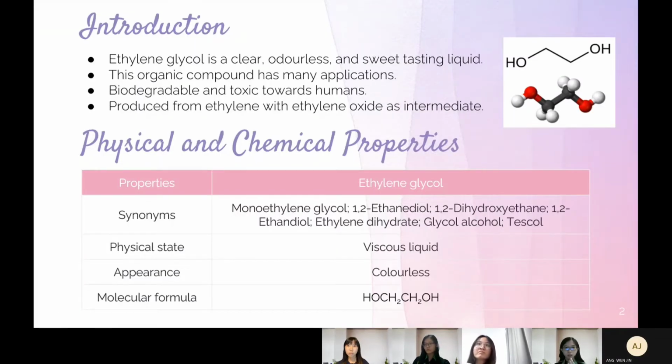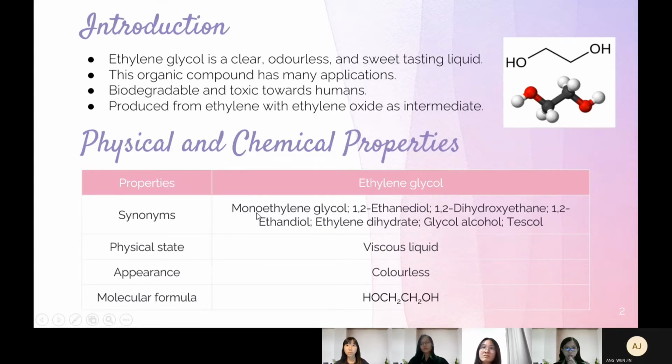Ethylene glycol is a clear, odorless, and sweet-tasting liquid. Its chemical structure is shown on the right. This organic compound has many applications, for example, antifreeze, paint, plastics, and cosmetics. Ethylene glycol is biodegradable and it's toxic towards humans. It is produced from ethylene with ethylene oxide as intermediate.